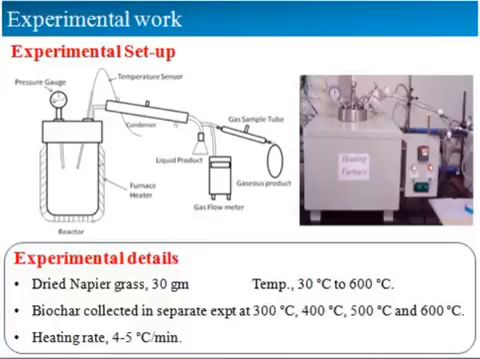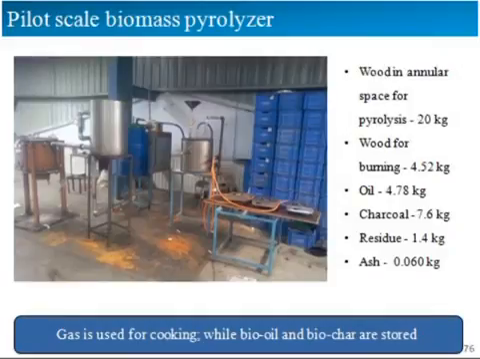And the char which I get, I can grind and remix this particular char with the soil to improve the productivity of the soil. And indeed this is possible, and I'll show you some typical examples of this. This is a typical experimental setup, a reactor which can be operated in the temperature range of 30 to 600 degrees centigrade.